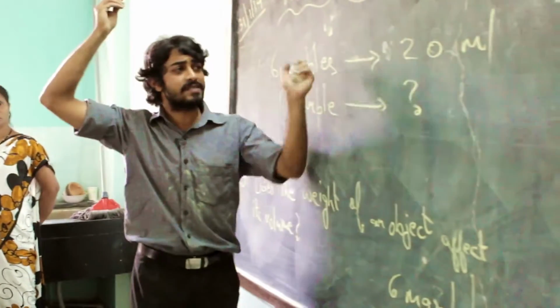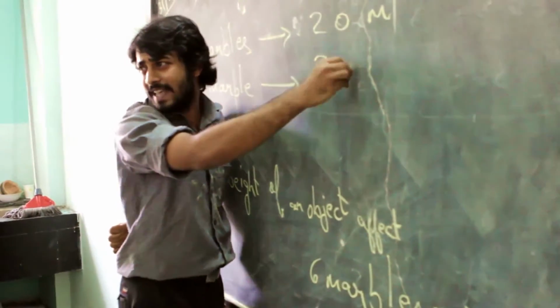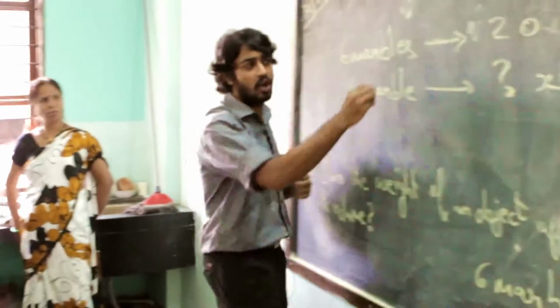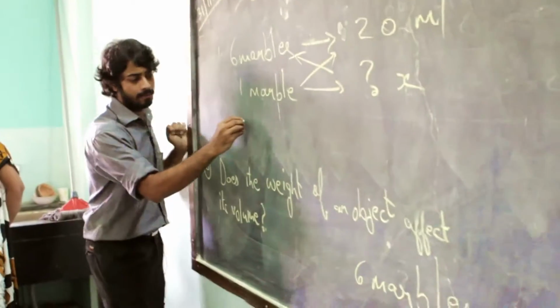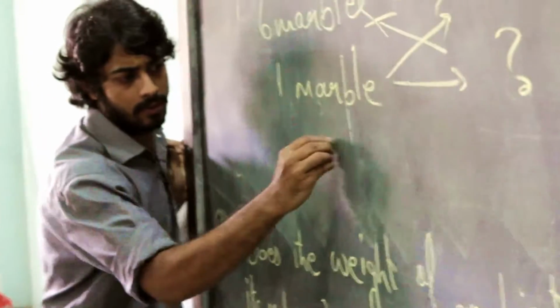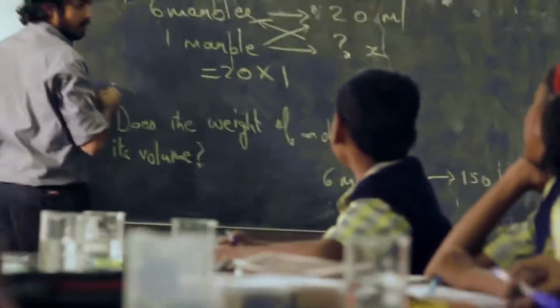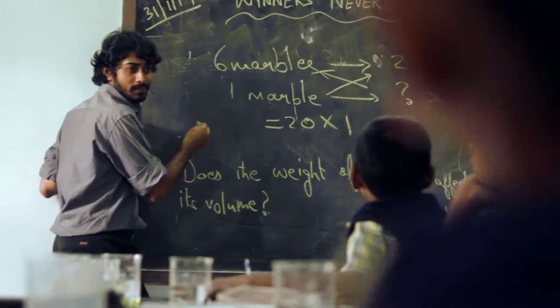Excellent. So 6 marbles is 20 ml. 1 marble is how much? What do I call it? Can I call it X? Something we don't know? Yes. Then the next step we go for cross multiplication. Read it out for me. Tell me what will come. 20 into 1 is equal to 20. Alright, but this side what should I write? Division. 20 divided by 1.